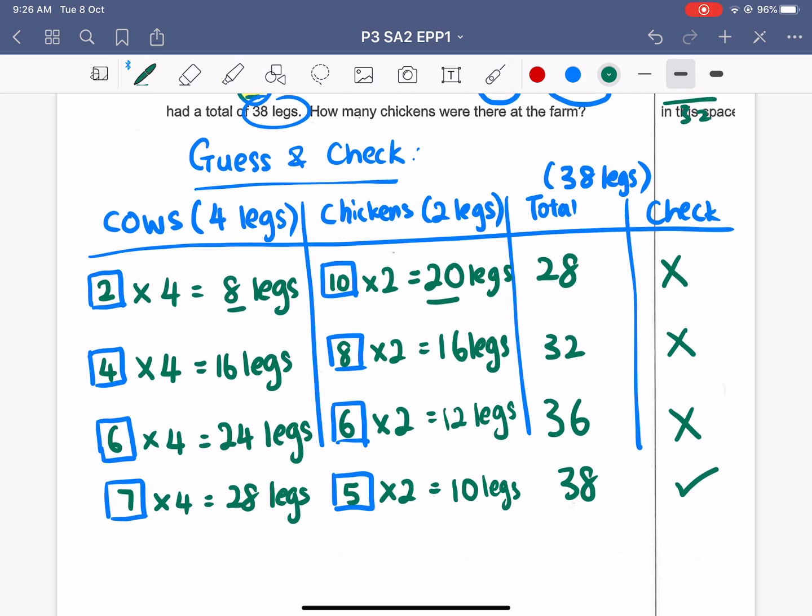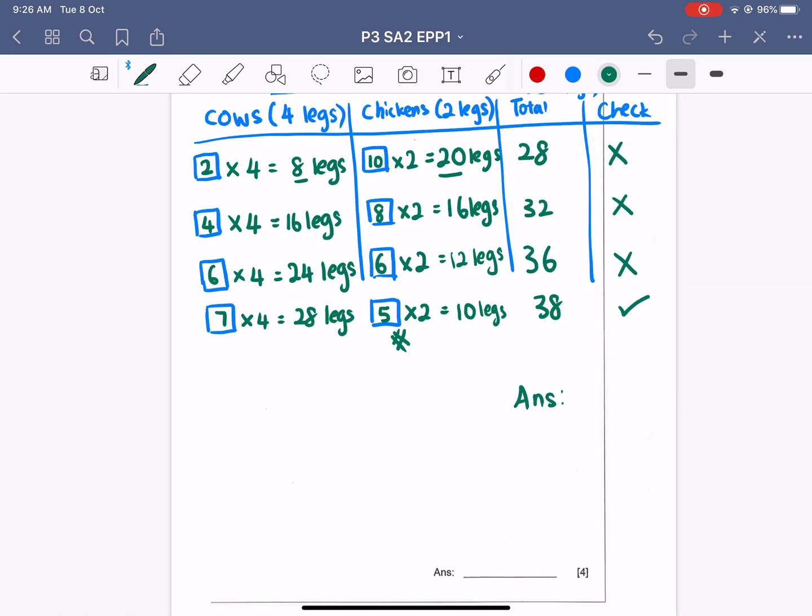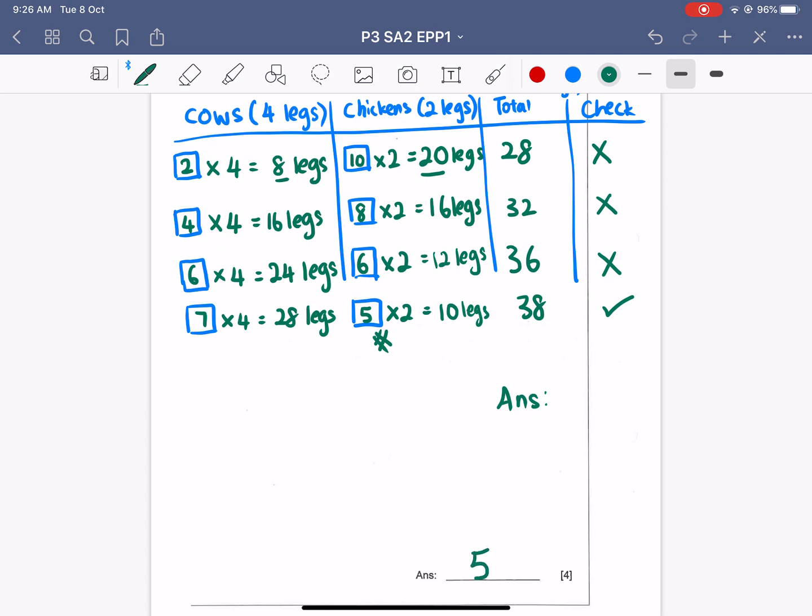And how many chickens is that? Let's put a hashtag here. The answer is there's a total of 5 chickens.